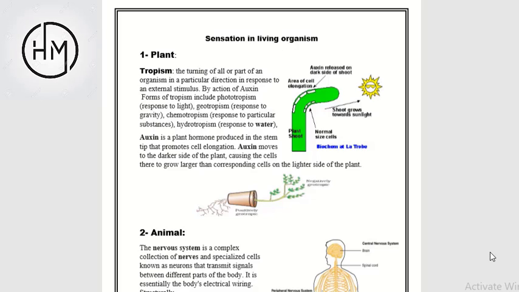Today we will start our second session in revision biology. Plant sensation and tropism. Tropism is growth toward or away from a stimulus. Common stimuli are light, gravity, water, and touch, and this response may be positive or negative. It's called hydrotropism, thermotropism, chemotropism, or phototropism.